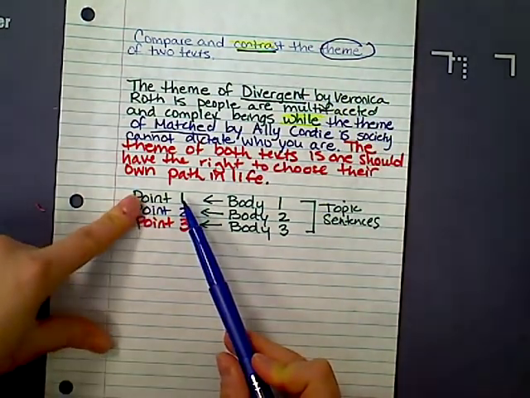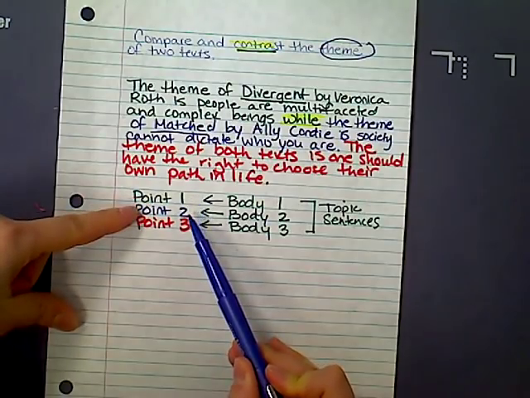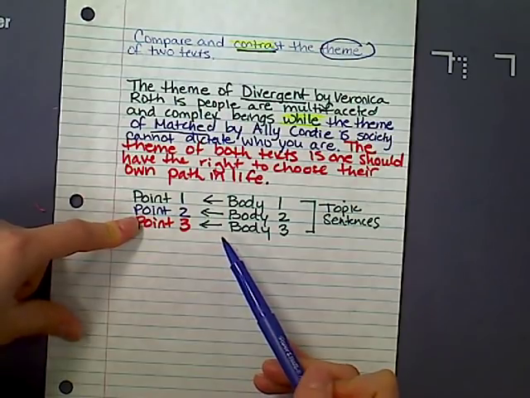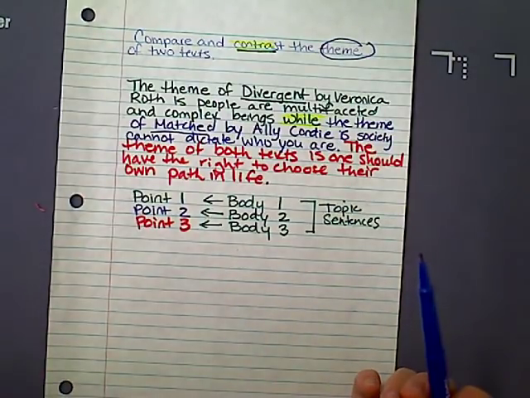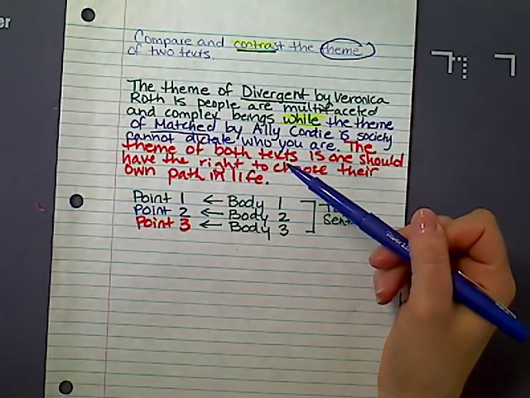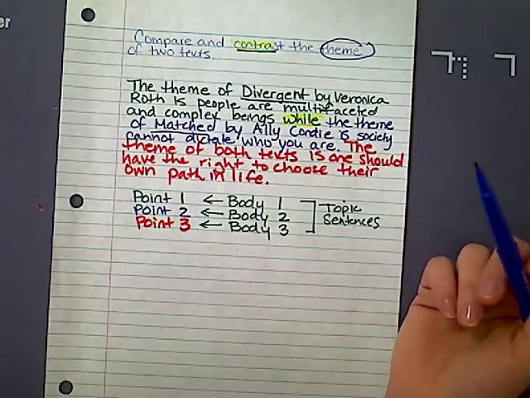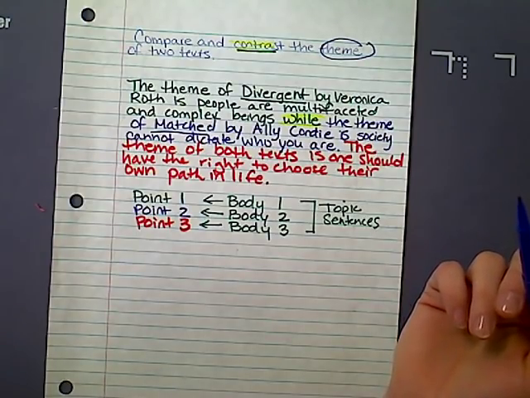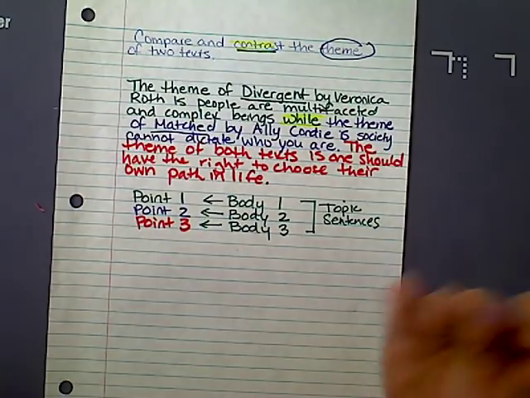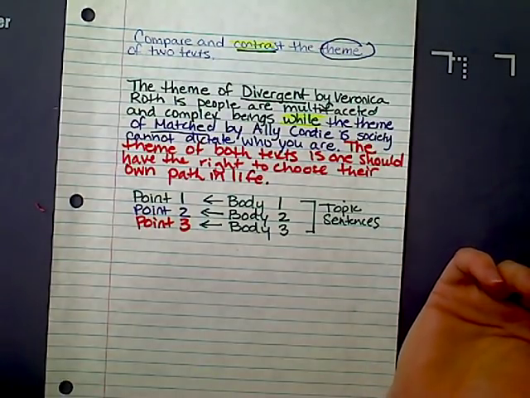So my first point is going to be the theme of Divergent, my second point is going to be the theme of Match, and my third point is going to be a theme that they both share. So when devising a hook, I want to pick something that is going to connect to at least 2 of my points, if not all 3. So what I like to do is come up with a quality or a characteristic that encompasses or maybe describes my main character that I'm analyzing.